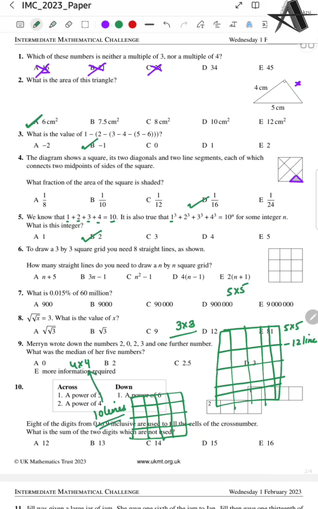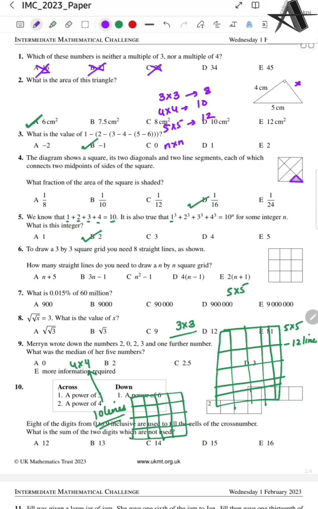Now just see the relation. For 3 by 3, I'm writing it here, 3 by 3, 8 straight lines were required. For 4 by 4, 10 lines are required. For 5 by 5, 12 lines are required. You can clearly see that 2 is being added each time, right? So from here to draw n by n, how many do I have to draw? N by n, what's the relationship between these two?